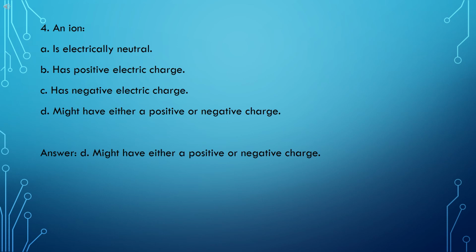When an atom has an unequal number of electrons and protons, the atom is called an ion. If the atom has more electrons than protons, it is a negative ion or anion. If it has more protons than electrons, it is a positive ion or cation.